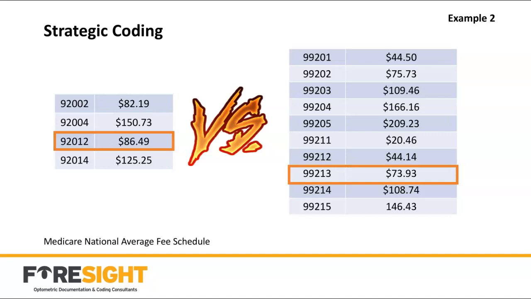So here it's going to be best to use the intermediate code, intermediate ophthalmological service, 92012. The reimbursement is about $12 more. Why wouldn't you bill that? If this were that new patient, you'll notice a level 2 new patient is at $75.73, so about $76, or the 92002 is at $82. So again, you'd still use the intermediate code in that case.